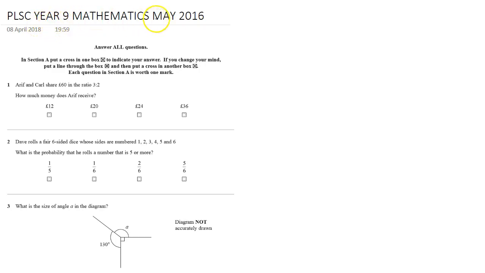Year 9 Mathematics Edexcel, May 2016. Question number 1. Arif and Carl share 60 sterling pounds in the ratio of 3:2. How much does Arif receive?